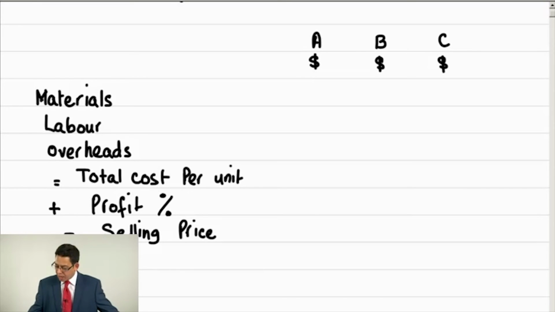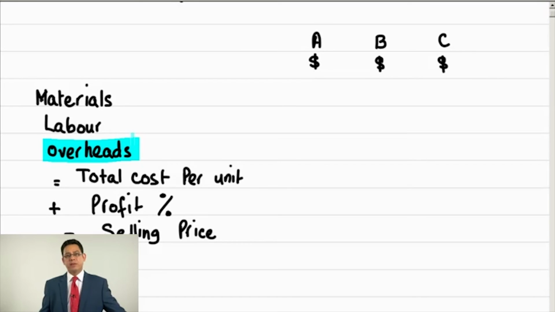Now, one thing to remember: absorption costing and activity-based costing work in most cases identically. The cost of materials and the cost of labor are calculated exactly on the same basis under the 2 approaches. The only difference comes in the overheads. When we calculate the overhead cost, then the differences come. Absorption costing calculates overheads in one way, and ABC calculates overheads in a different way.